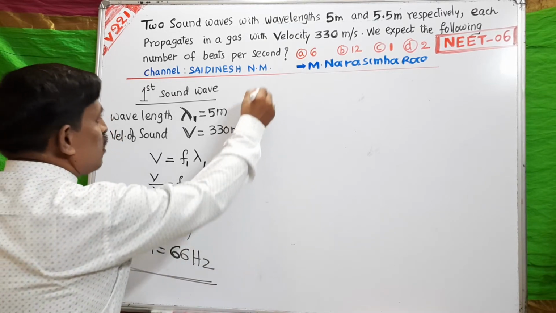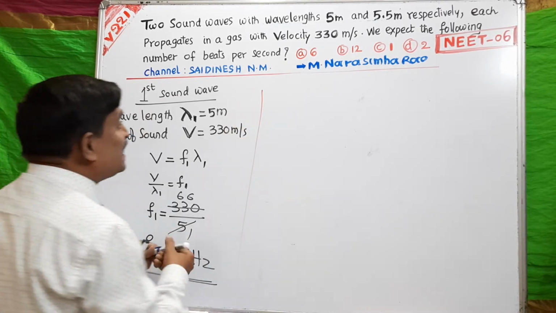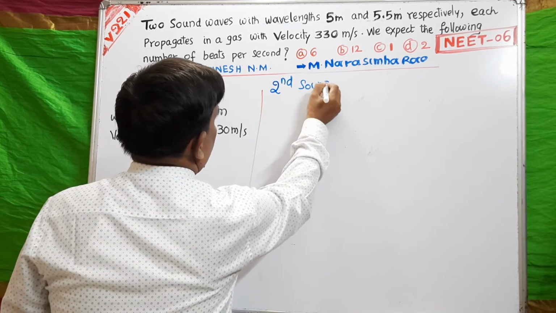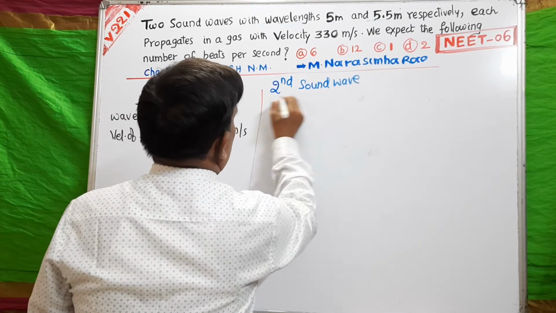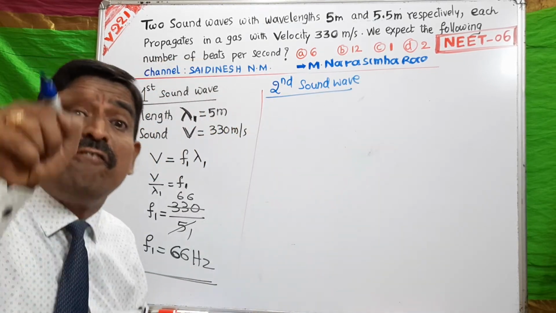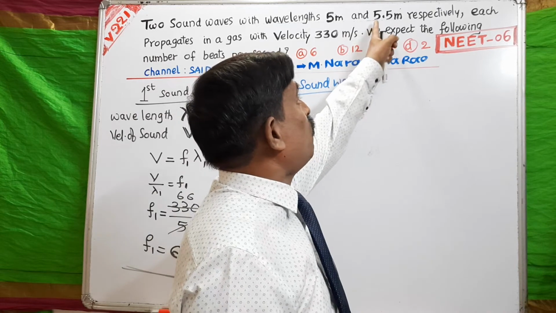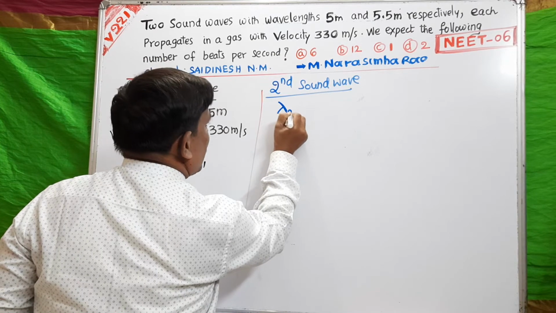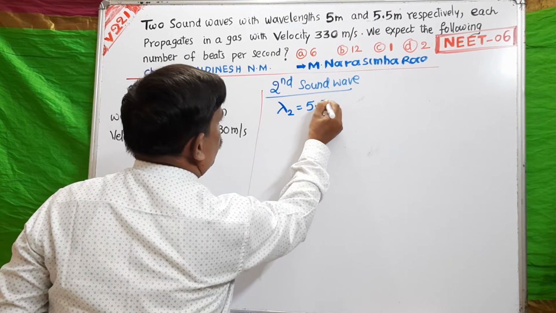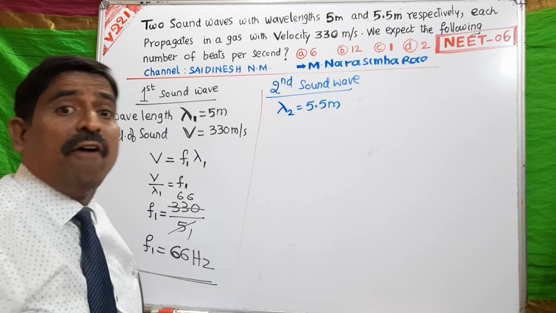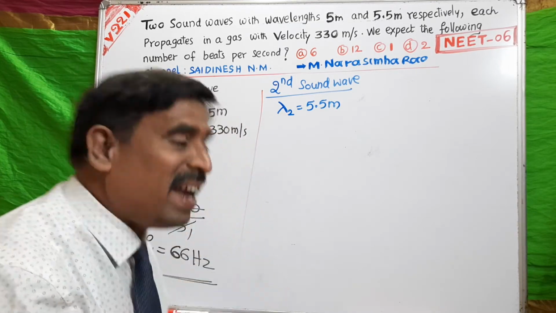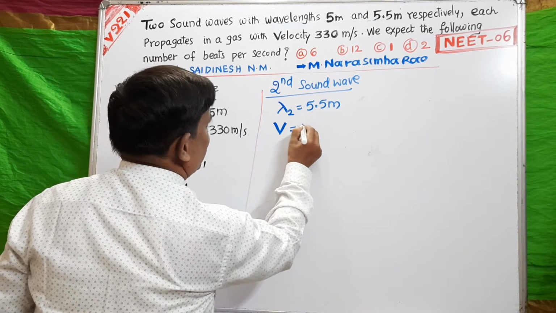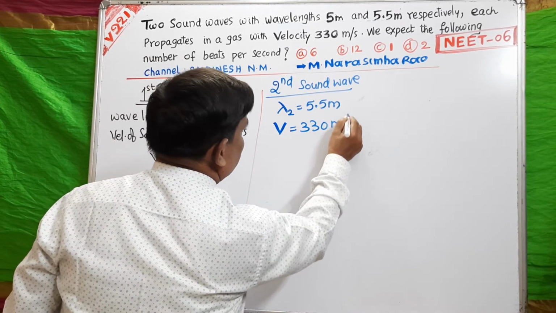Now, I am talking about the second sound wave. Wavelength of the second sound wave is 5.5 meter. Velocity of sound in the given gas is 330 meter per second.